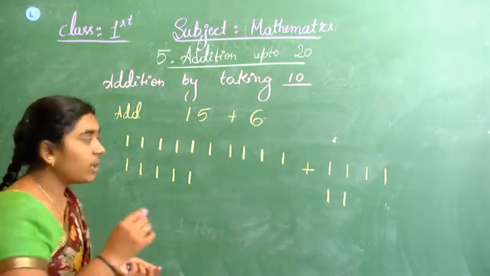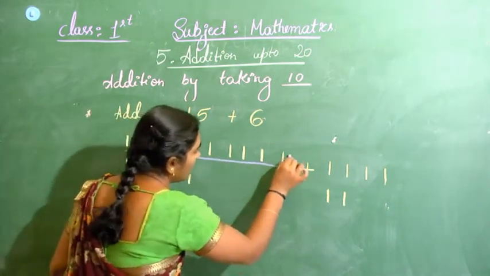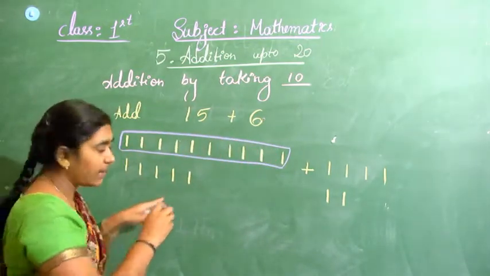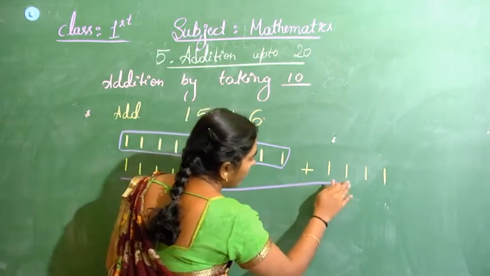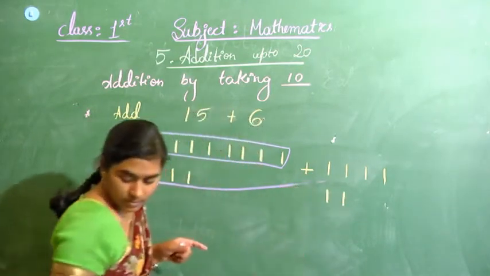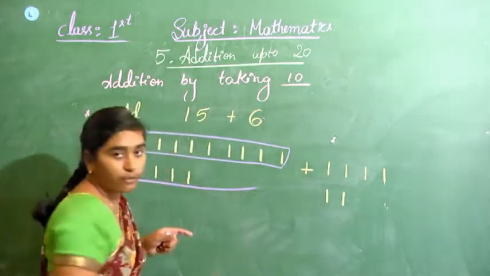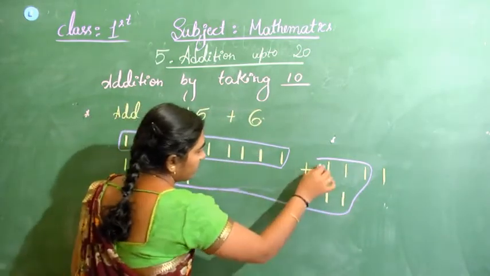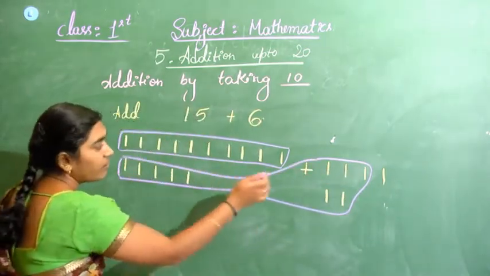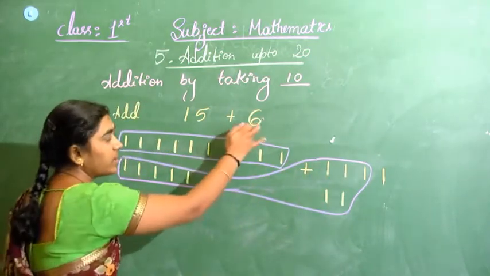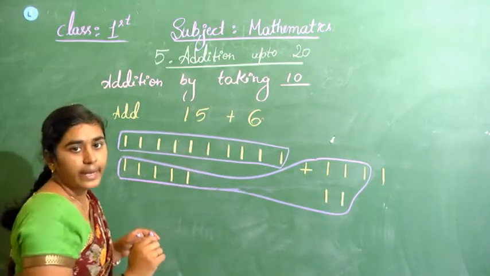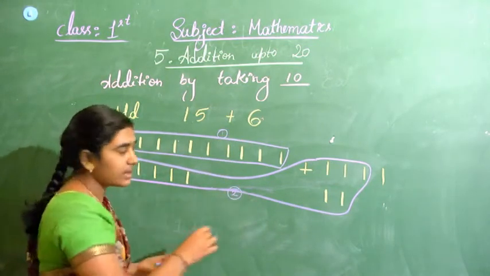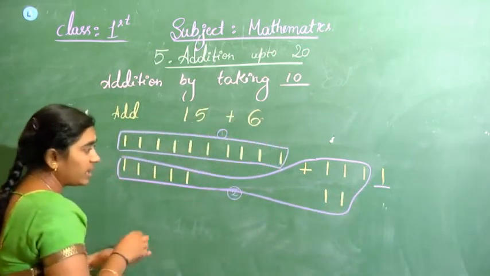I will make a bundle of ten. Here, one bundle of ten, and again 5 are left. With this 5, I will take 5 more from the number 6. So we have one bundle, and here we have 2 bundles of tens, and extra we are left with 1.